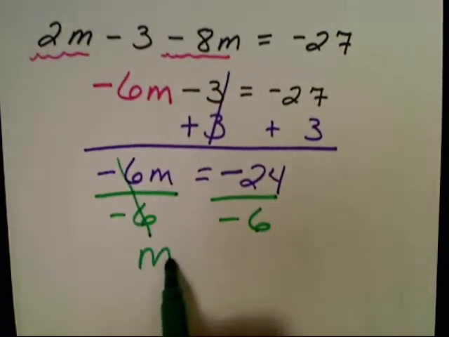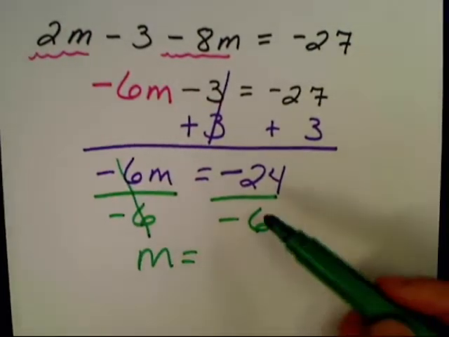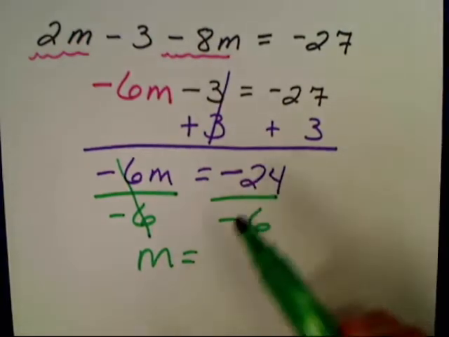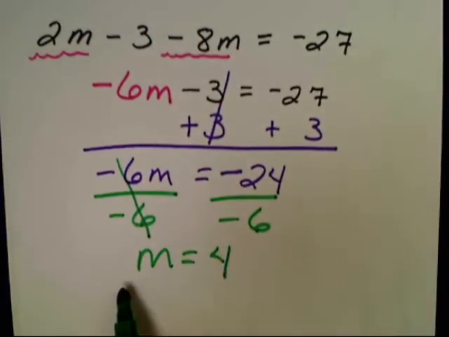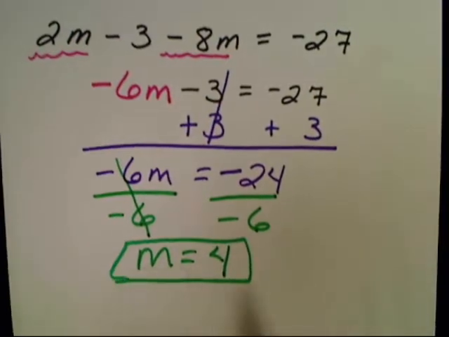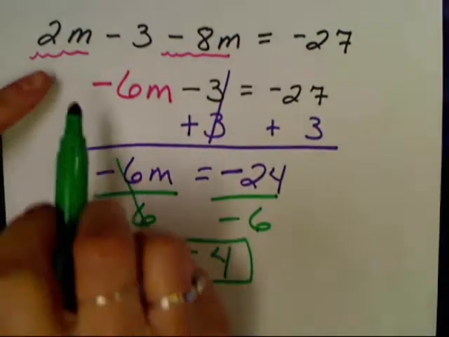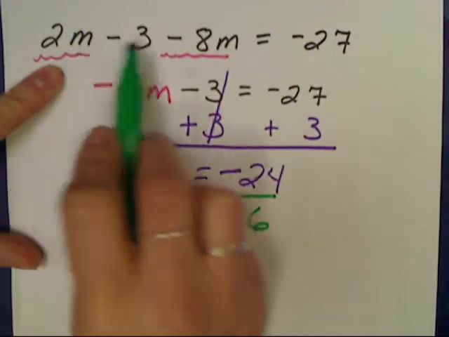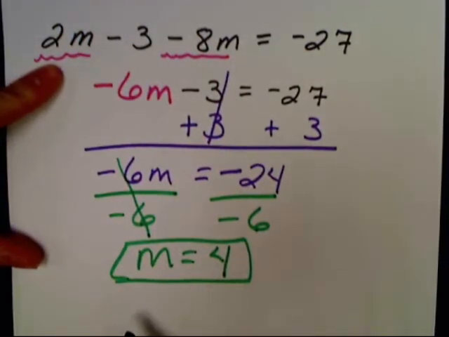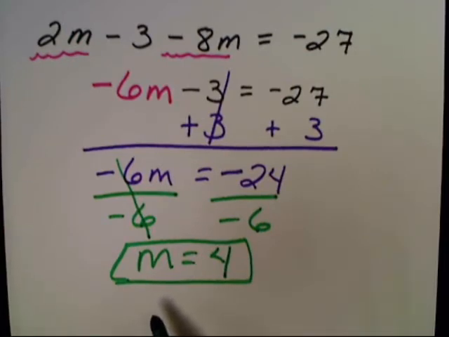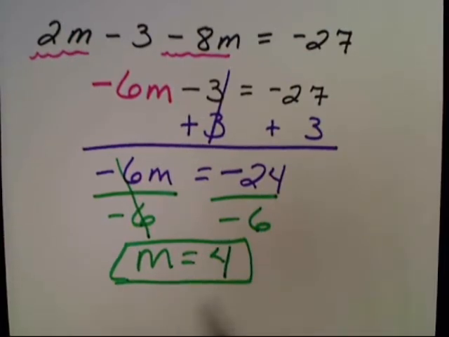So we get m is equal to, once again here, multiplying and dividing, same signs is a good thing, so that ends up being positive. Always check your answers. Go back into the original equation, replace all of your m's with 4, and simplify. The left side should equal the right side when you use your order of operations.